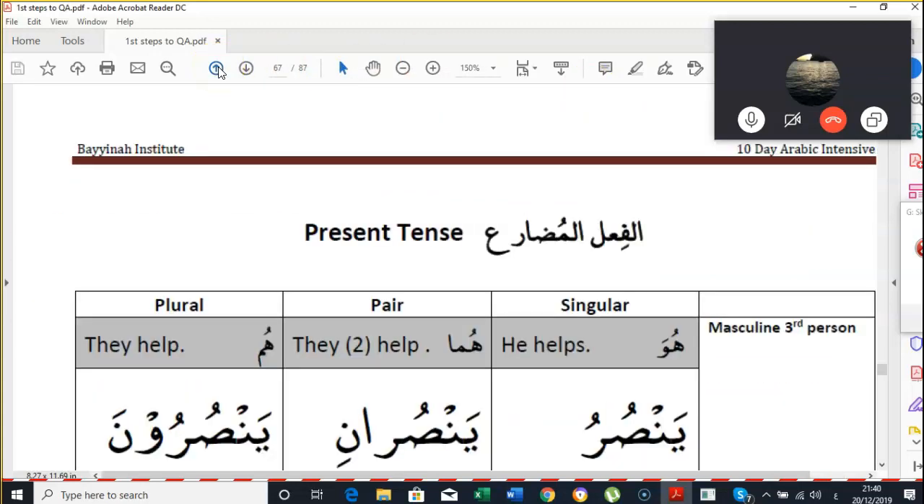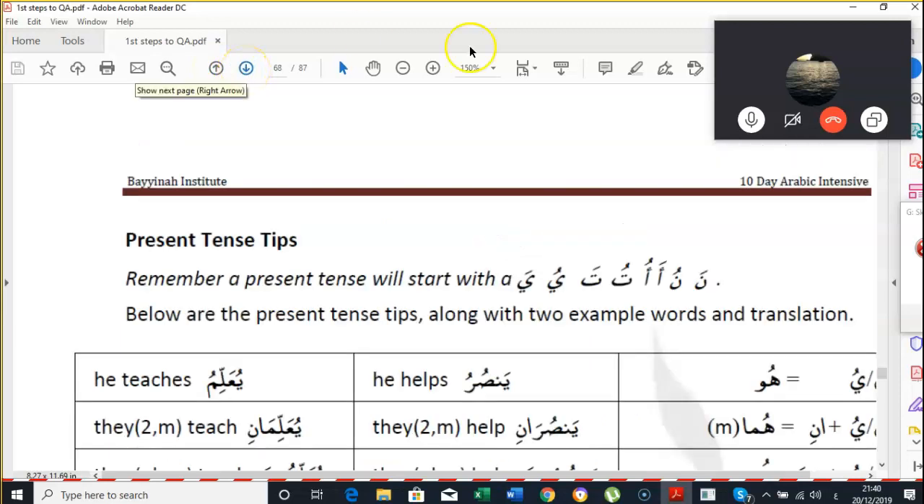Okay, so past tense, present tense. Make sure you learn them properly, inshallah. Any questions? Everything, yeah. We need to review that as well, obviously. So this was supposed to be our second last lesson.